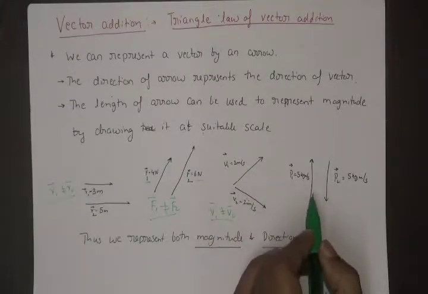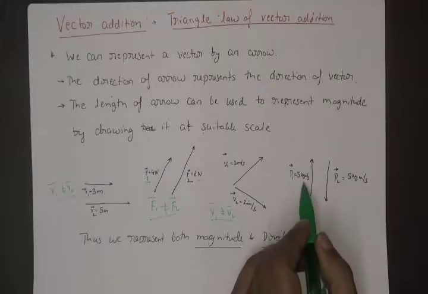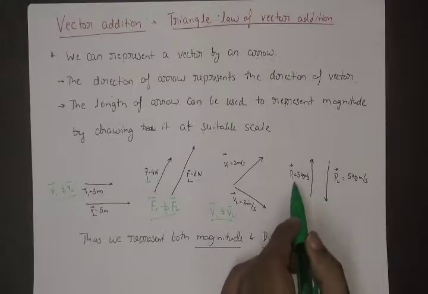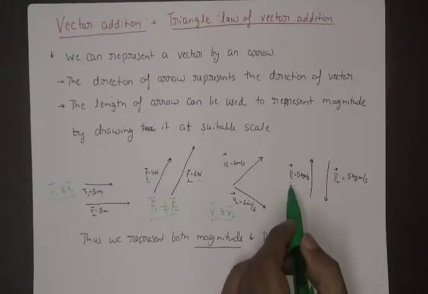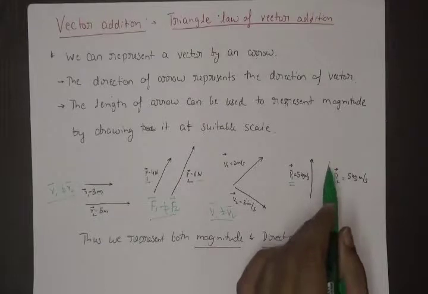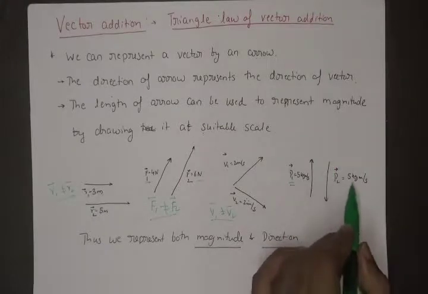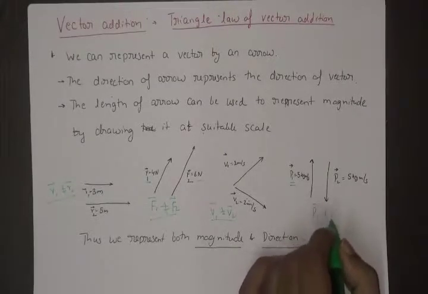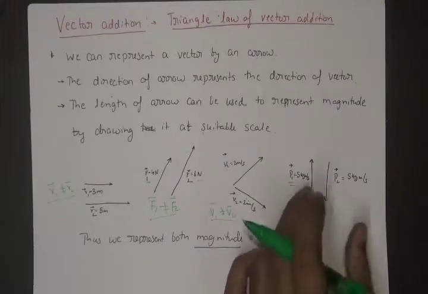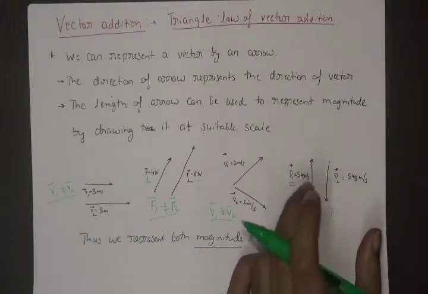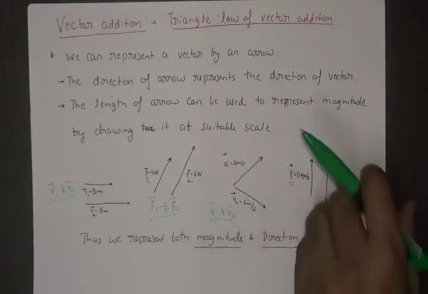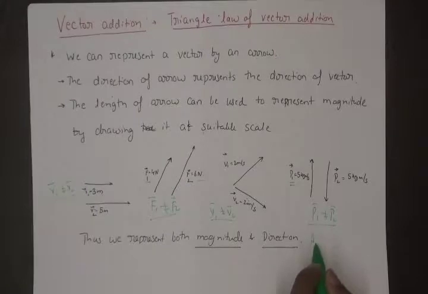Similarly, the momentum of a particle of 5 kg meter per second in this direction is represented by p1 vector, and another particle which is moving in the opposite direction has momentum of the same magnitude, equal to 5 kg meter per second. But again, p1 is not equal to p2 vector. Why? Because even though the magnitudes are the same, the directions are different. Thus we represent both magnitude and direction using arrows.